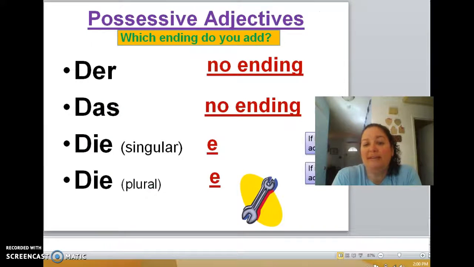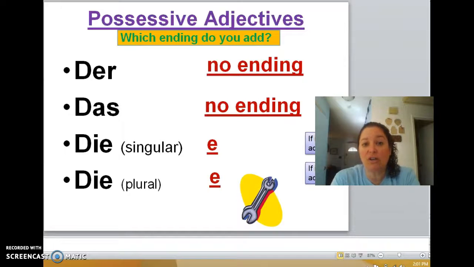Now, when do you add an ending? When do you say meine or deine? You pretty much learned that when you had a female person you were talking about, like Deutschlehrerin, because that is a female German teacher, you added an E. So that's one time, but that's not the only rule for it.